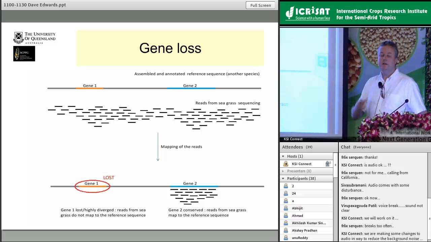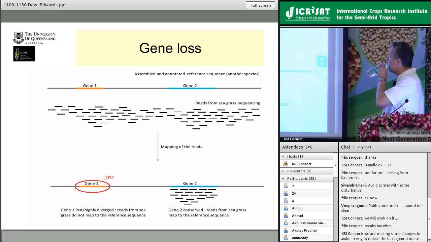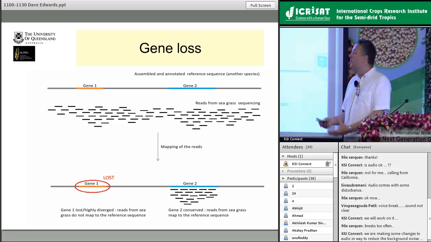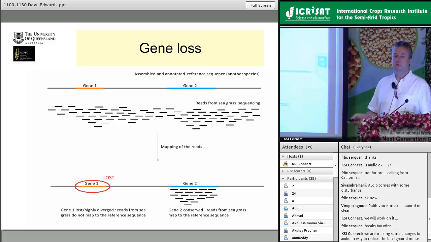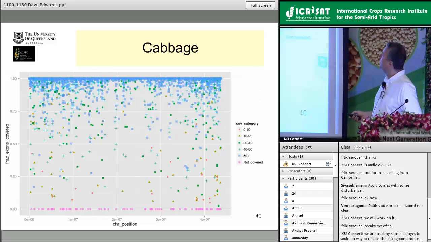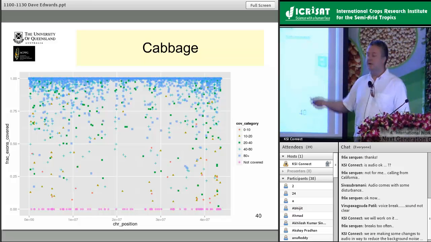Moving on, I'm going to speed up a little bit. Gene loss. SNPs are important, but we think gene loss is more important than SNPs. So how do we identify gene loss? One of the easiest ways of doing it is to map reads to a genome; where reads don't map, the gene is lost. Relatively easy. This is an example from cabbage. We're taking some cabbage whole genome data and mapping it against the reference.